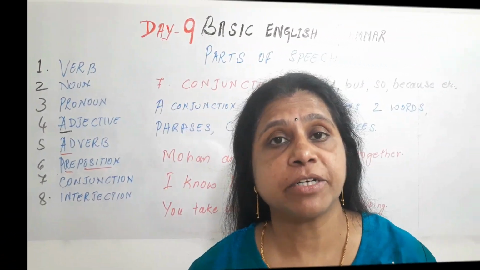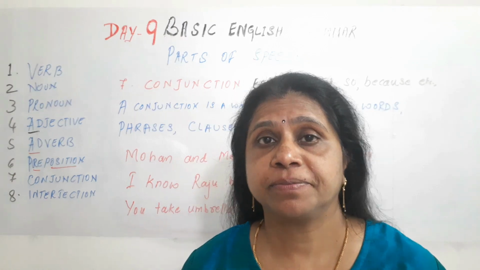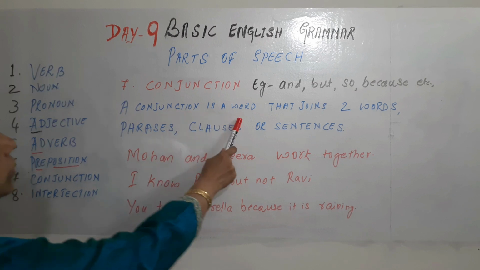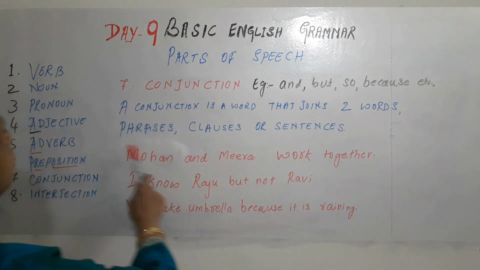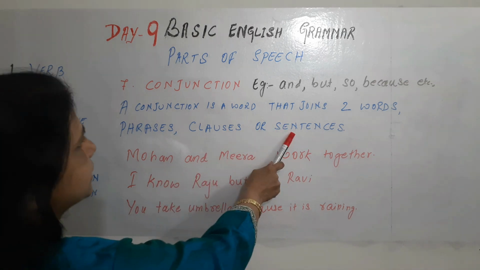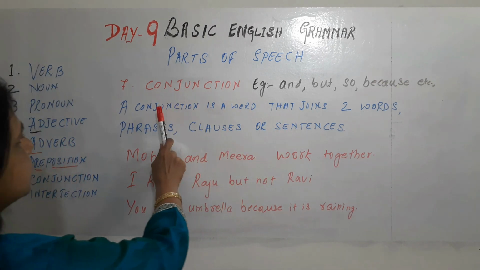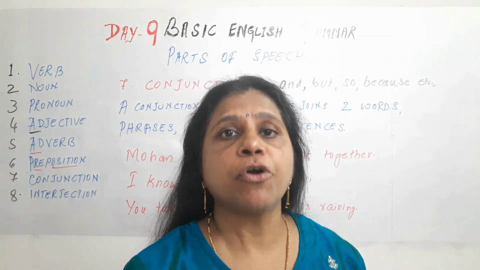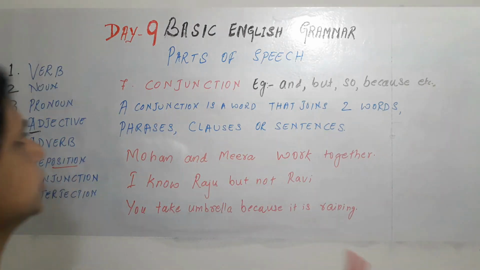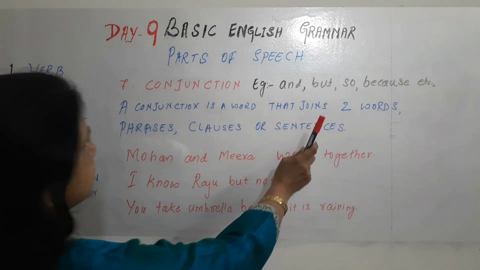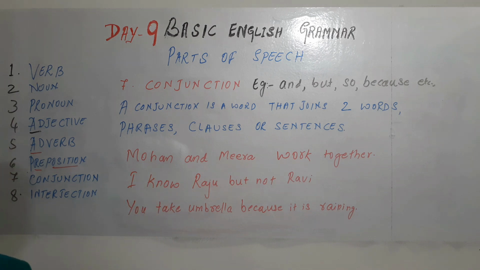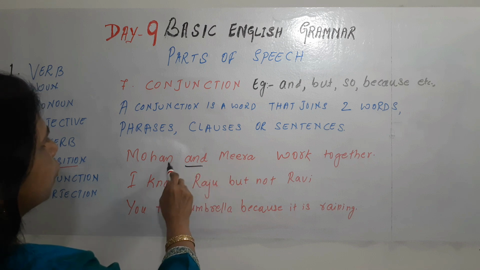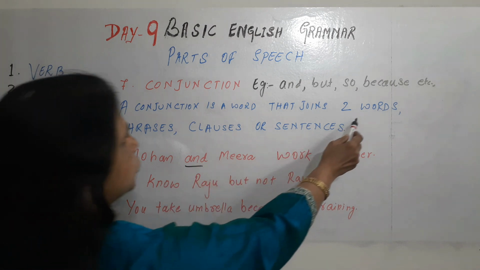Now let us see the next part of speech, that is conjunction. Let us see the definition. A conjunction is a word that joins two words, phrases, clauses or sentences. For example, Mohan and Meera. Mohan and Meera, that is joining two words.